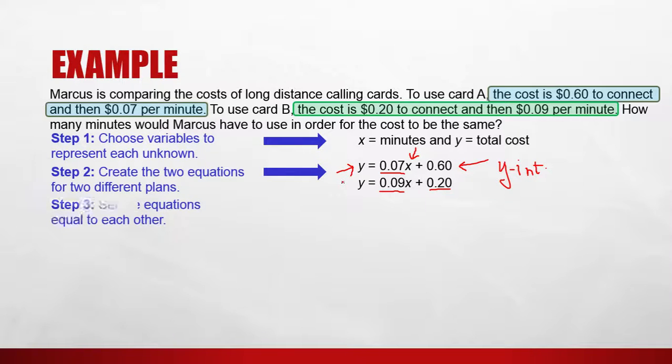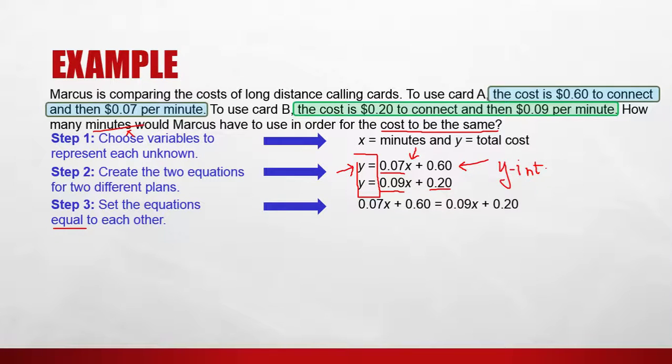The third step is to set the equations equal to each other. And remember earlier, I said that doesn't always apply. It depends on the situation. For this one, we set the equations equal to each other because it's asking how many minutes, which is x. We're solving for x. How many minutes would Marcus have to use in order for the cost to be the same? Cost to be the same means an equal sign. If you were to put a symbol that represents cost to be the same, it is an equal sign. And that is why I use the word equal. So I substituted, instead of writing y each time, I set them equal to each other.